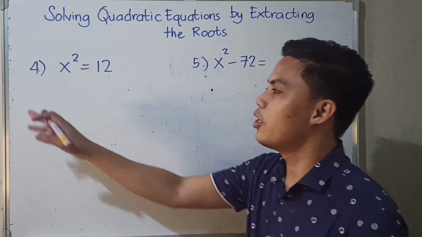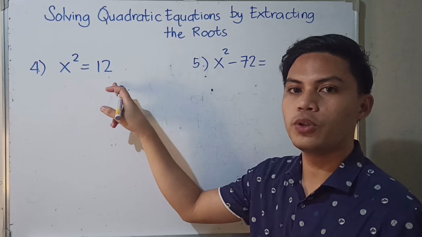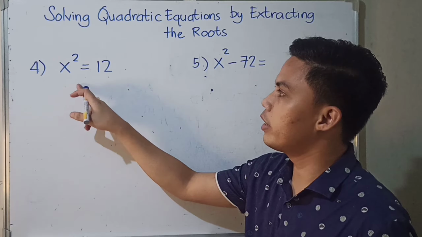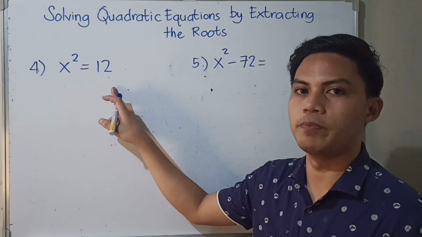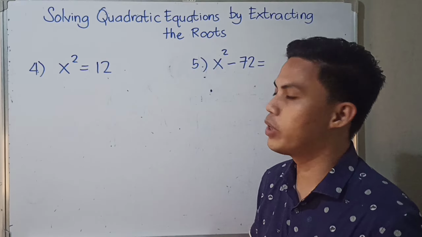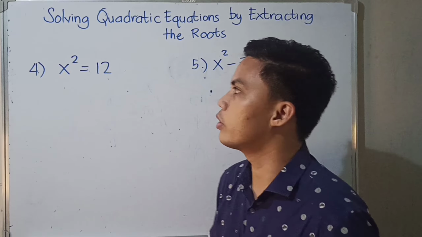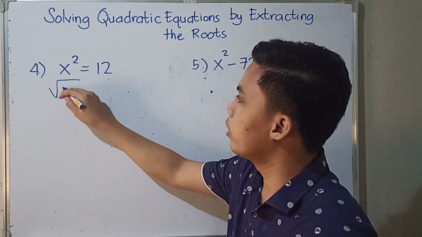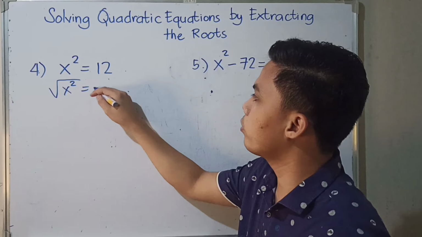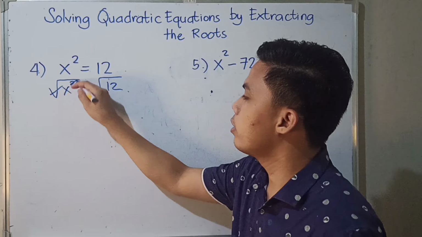Okay, let's continue. So, example number 4, we have x squared is equal to 12. So, mapapansin natin, naka-isolate na agad si quadratic term at saka si constant term. So, we're going to proceed now with the second step. We're going to get the square root of the both side of the equation. So, we have square root of, okay, susulat ko ulit. Square root of x squared is equal to the square root of 12. Cancel x.